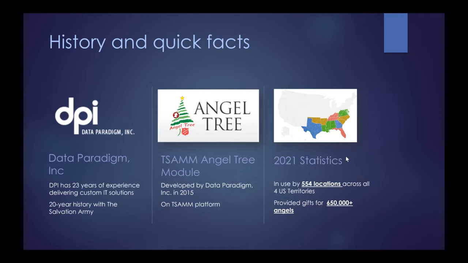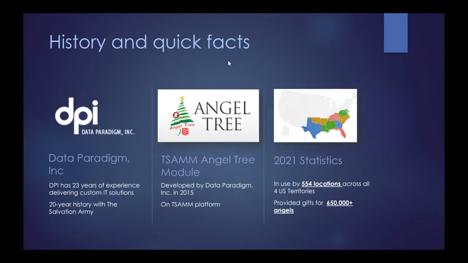AngelTree is a module within TSAM that was developed starting back in 2015, initially with the Dallas-Fort Worth Area Command, who run a very large AngelTree program. They approached us and said, "Hey, let's utilize some of those tools that we already have and add to it, and really come up with a one-stop shop for managing your full AngelTree campaign, your full AngelTree solution." So we took on the challenge and we started working with them back in 2015, and that has grown and grown and grown every year since then.